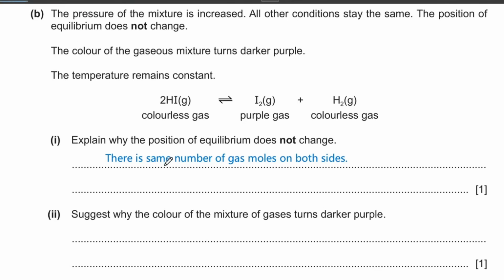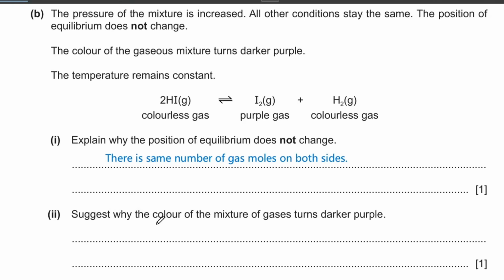And the simple answer is, there is the same number of gas molecules on both sides. Remember we said that when we increase pressure, the position of equilibrium is supposed to move to the side that has fewer gas moles, and if you decrease it, it's going to move to the side that has more gas moles. If you look at it here, they react on both sides. We have 2 moles of hydrogen iodide, and then on this side also we have 1 mole of iodine and 1 mole of hydrogen, making 2 moles. So 2 moles of gas here, 2 moles of gas here. Therefore, increasing the pressure or decreasing the pressure will change nothing.